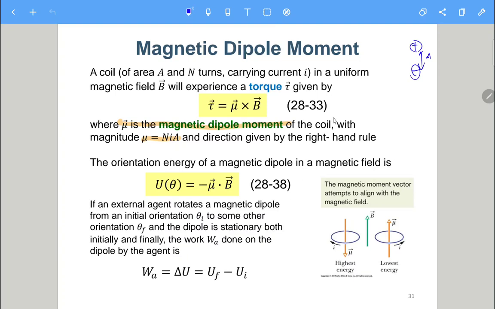So you can see here, if you have a coil like this, with current I here, and this is area A, so the mu will point to this side. A similar question is, the normal vector could point to either this side or the other side. Which one is correct? Here we need to use the right hand rule to determine the direction. So you use your forefinger following this.